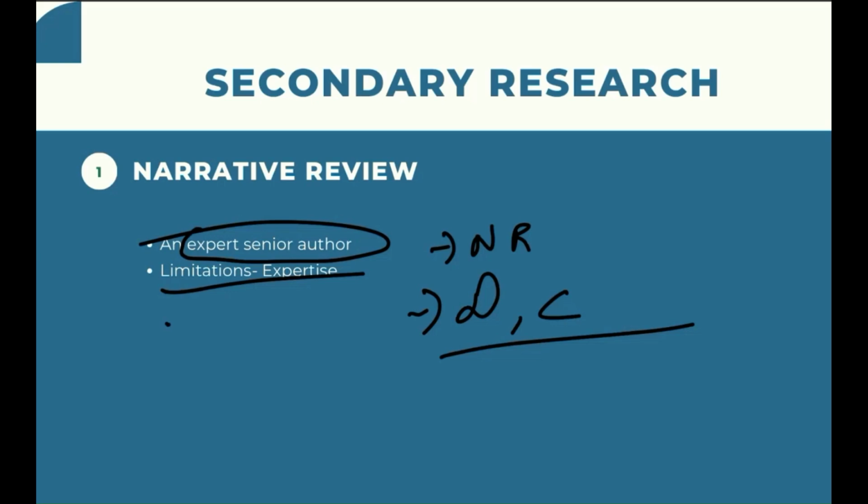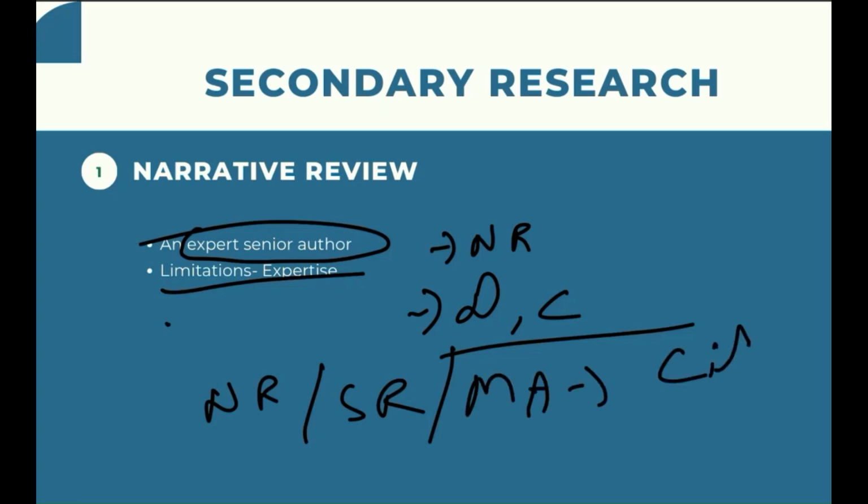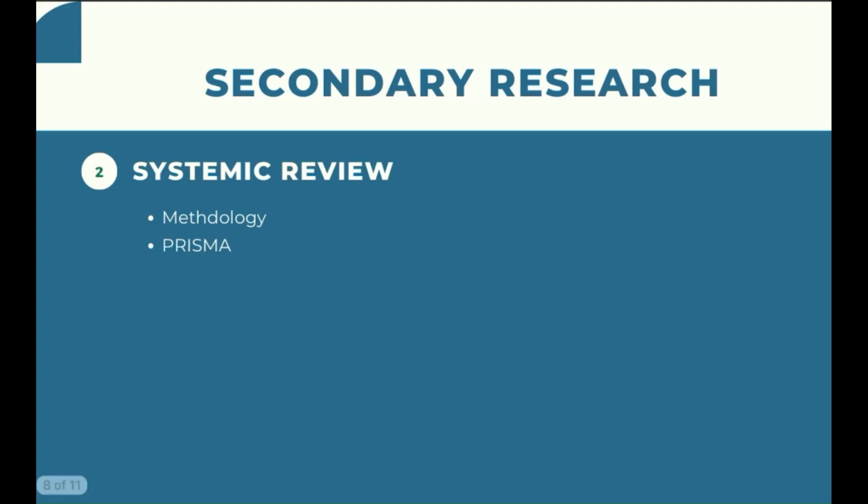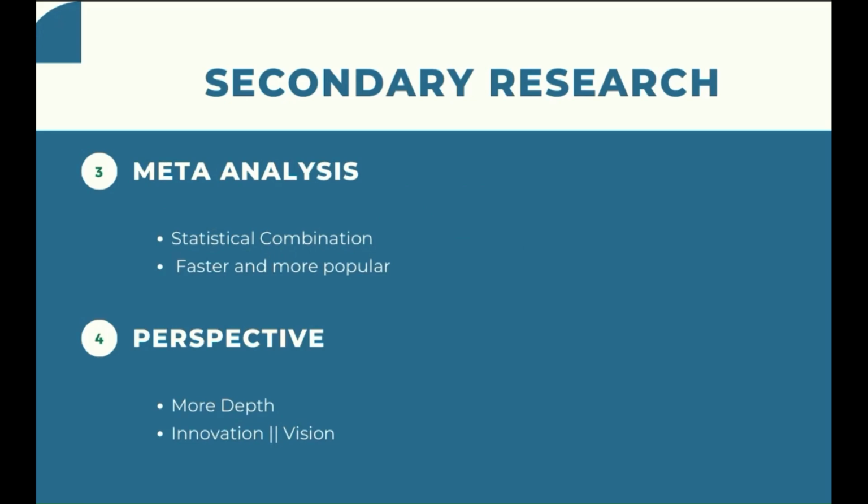Because narrative reviews, thematic reviews, and meta-analyses tend to have a lot of citations. If people are after citations, these three are the best research. Coming to systematic reviews. Systematic reviews are similar to narrative reviews, but there is a specific methodology you'll have to follow, which is the PRISMA guidelines. You'll have to follow PRISMA guidelines to the core and systematically collect the data, analyze it and present it. Similar is the meta-analysis, same as systematic review, same PRISMA guidelines and everything.